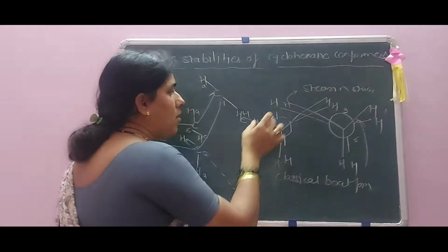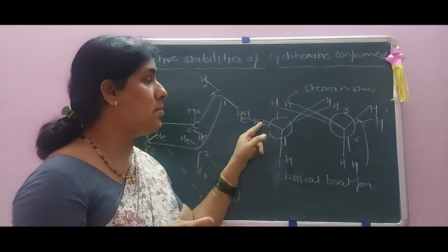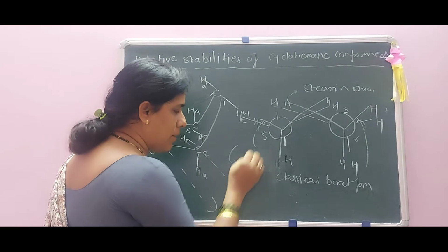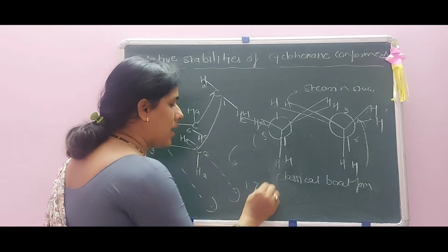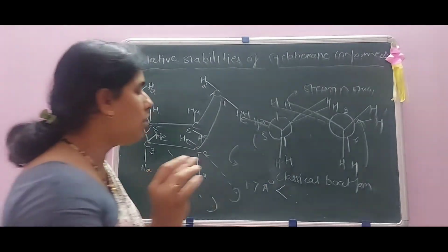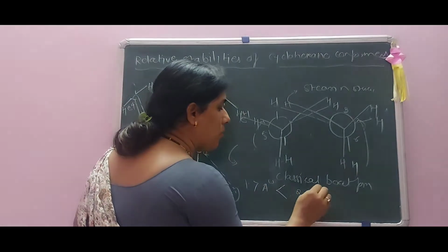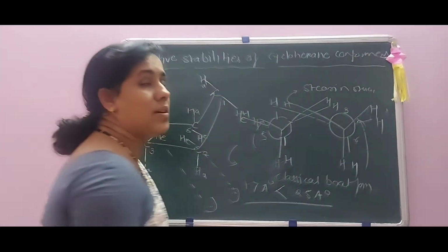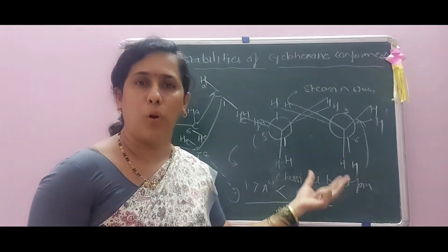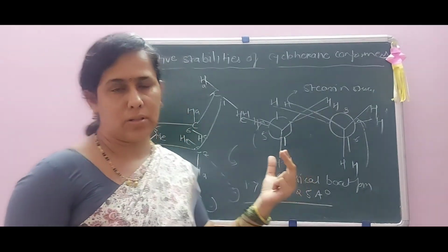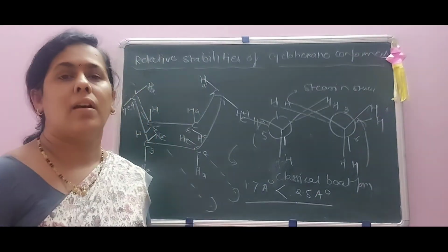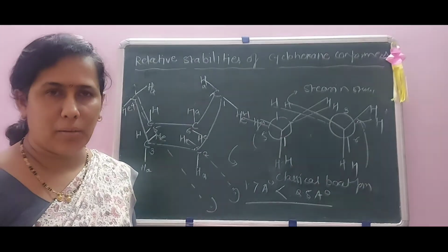Also at this time, the hydrogens which are eclipsed to each other have the distance in between them equal to 1.7 angstrom, which is less than the sum of the van der Waals radii, that is equal to 2.5 angstrom, which introduces the largest strain in this classical boat conformation of cyclohexane. Therefore, the classical boat form of cyclohexane becomes a strained molecule.